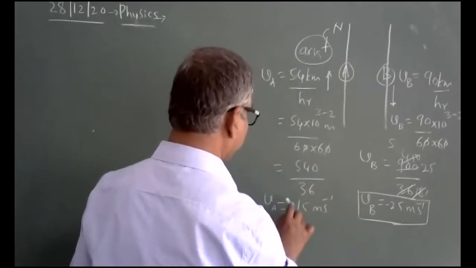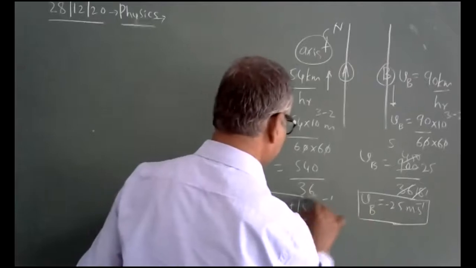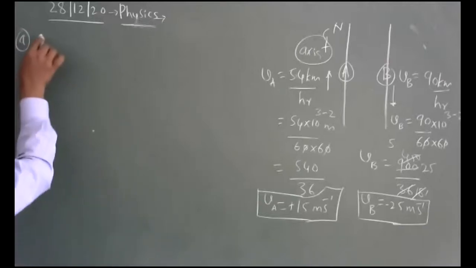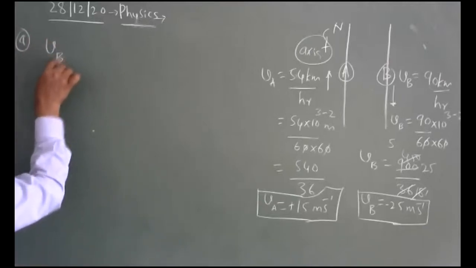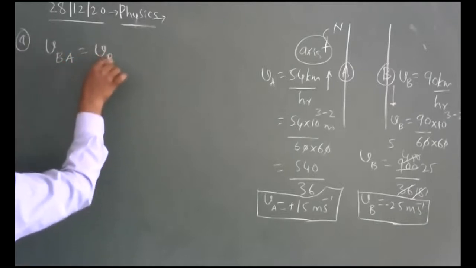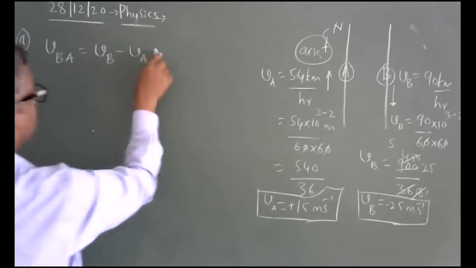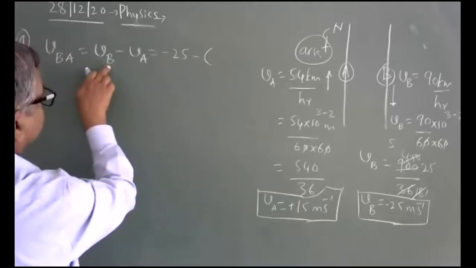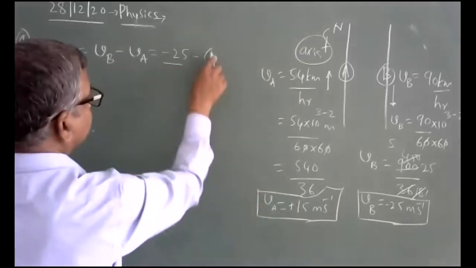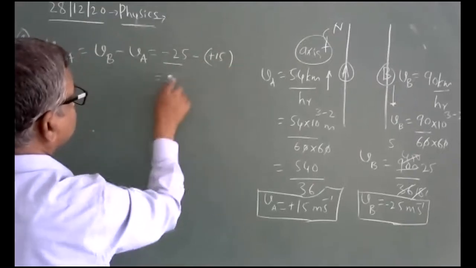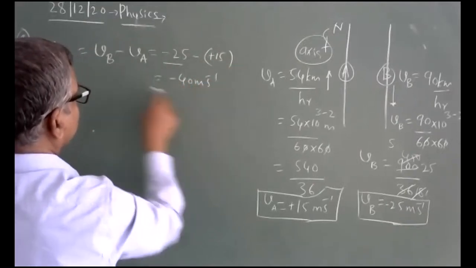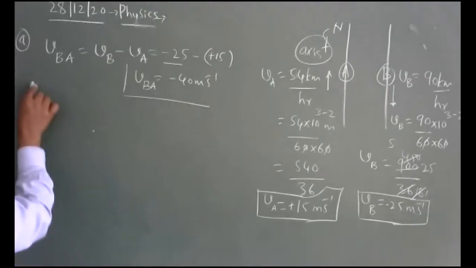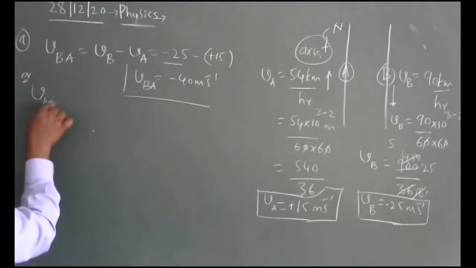We calculated the velocity of A and the velocity of B, the train A and train B. Now the question: what is the relative velocity of B with respect to A? It is going to be VB minus VA, where VB is minus 25. This minus sign comes here. Velocity of B I have written, velocity of A is 15, so minus 25 minus 15. The simplification gives you minus 40 meter per second. This is VBA, the first part. Now, the relative velocity of A with respect to B.